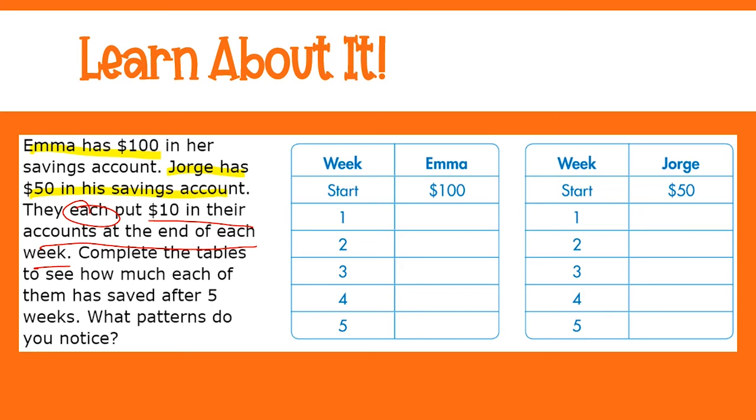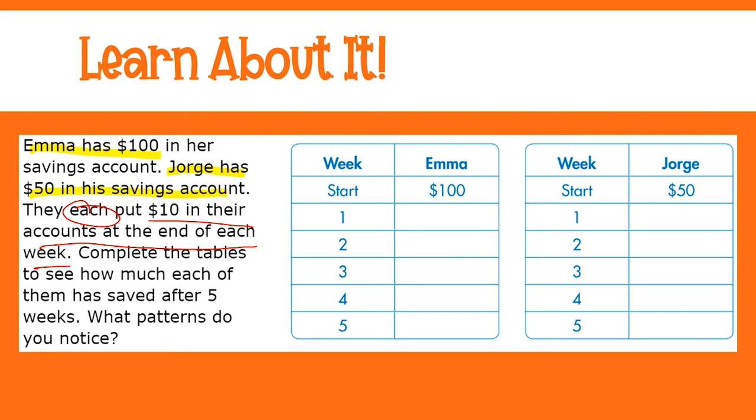So we know that Emma has $100. Jorge has $50. What else do you notice? Okay, Emma's $100 is $50 more than Jorge. Both of them add $10 to their account at the end of each week. Will Jorge ever have more money than Emma? Not if they're saving the same amount every week. Because Emma started with more, she's always going to have more if the pattern stays the same.